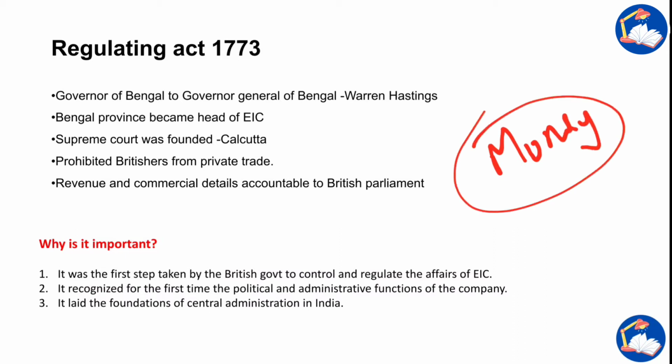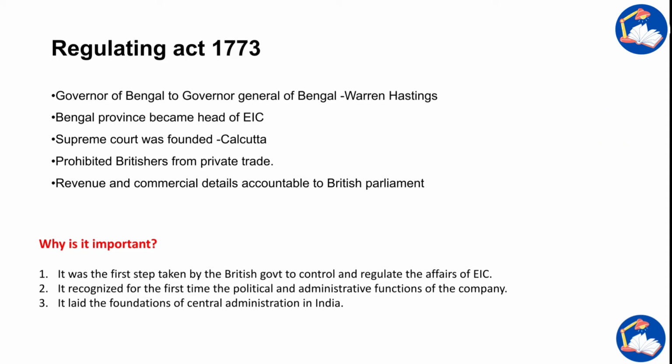So where was this money going? That was the question. The money was going to the pockets of the officers and their lavish lifestyle. Eventually, in the 1700s, we can find the East India Company to be full of debts. So the British government wanted to regulate the company's actions. First we will look at the Regulating Act of 1773.